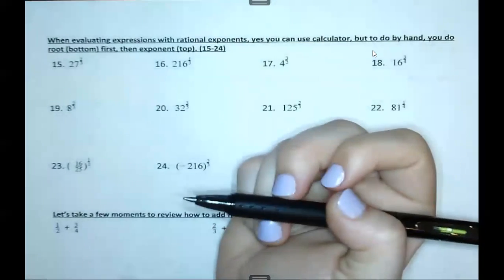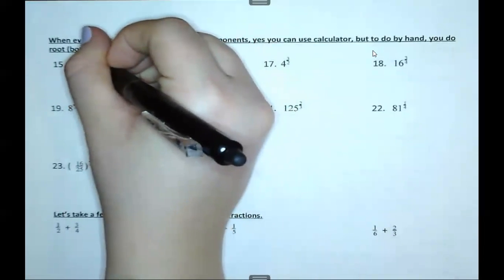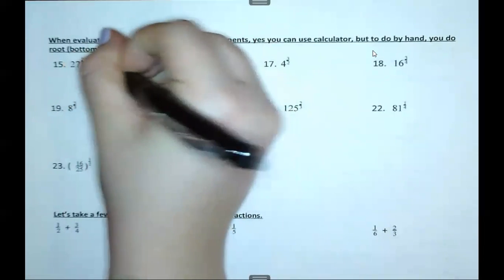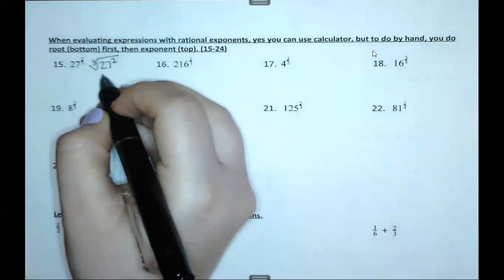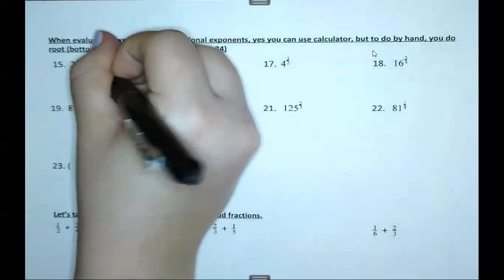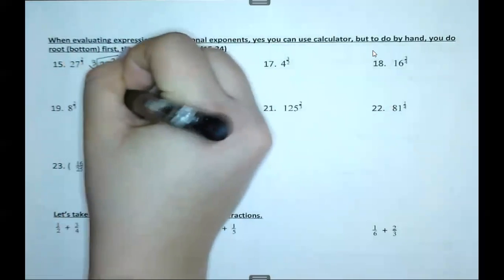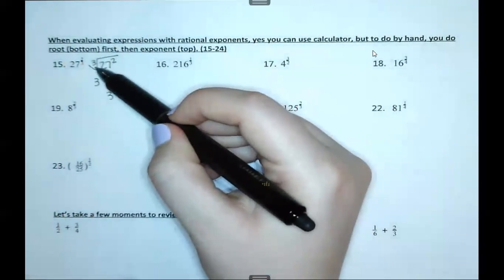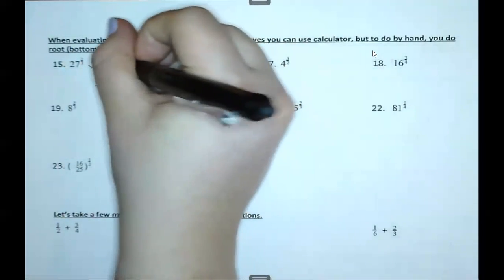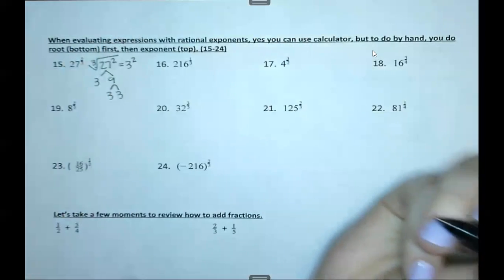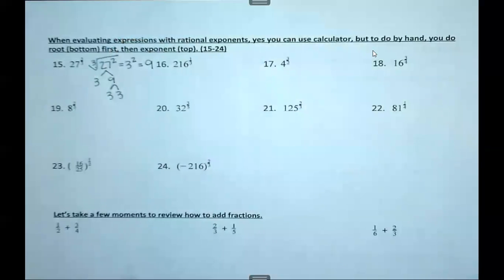So if I wanted to rewrite this here, we would have the 3rd root of 27 squared. So remember, we're doing the root first, right? Bottom first. So I branch the 27. I've got 3 and 9, which splits into 3 and 3. My root here is 3, and I found 3 3s, so I get to take them out. So I have 3 squared, and 3 squared is equal to 9.